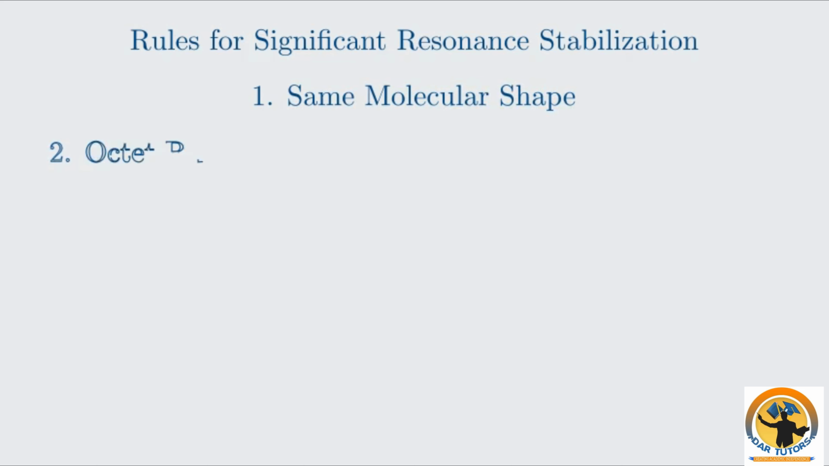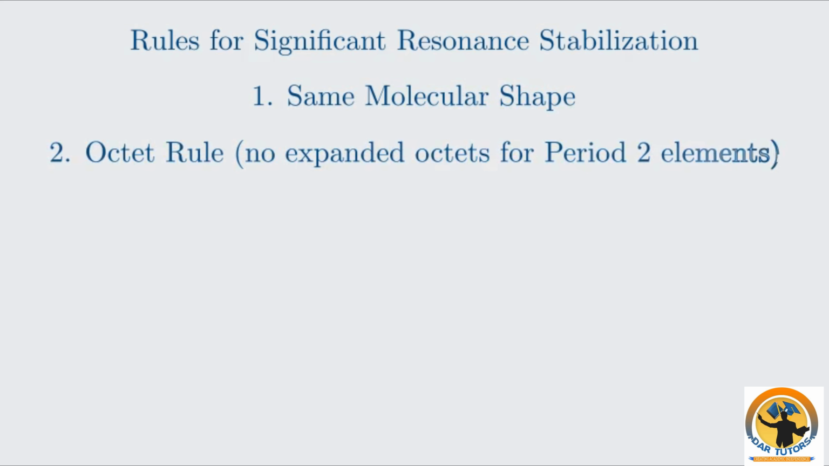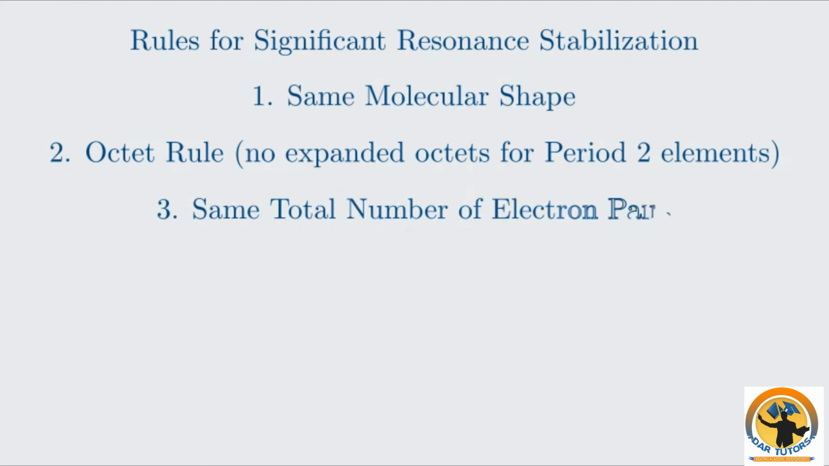Second, no resonance form for period 2 atoms like carbon or oxygen can have more than 8 valence electrons around them, no expanded octets. Third, all resonance forms must contain the same total number of electron pairs, both bonding and non-bonding. Electrons are simply repositioned. And fourth, all resonance forms must carry the same overall total charge as the original molecule or ion.